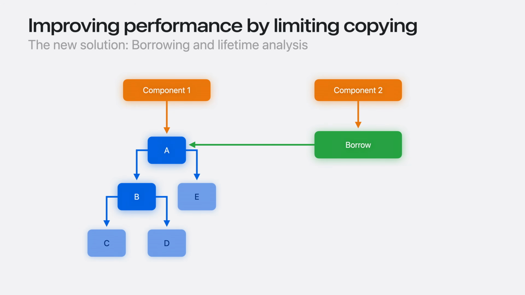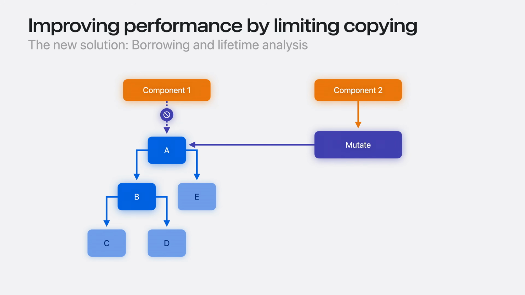So, a few years ago, we started working on a better solution. We codified the set of guarantees needed to safely share storage as a borrow. As long as Component 2 is borrowing the storage, both components can only read it, not write it. Component 2 has to finish using the storage first, and when it does, Component 1 regains full control.